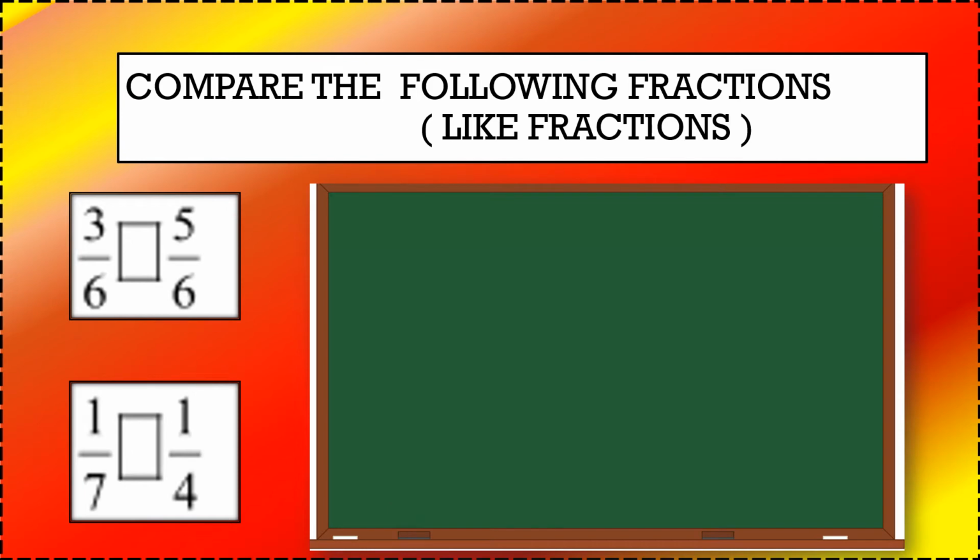So let's write the first one, and the first question says that 3 upon 6, you have to compare 3 by 6, right? Or we can also say 3, 6, okay? So and then we have to compare and tell whether it is greater or smaller than 5 by 6.